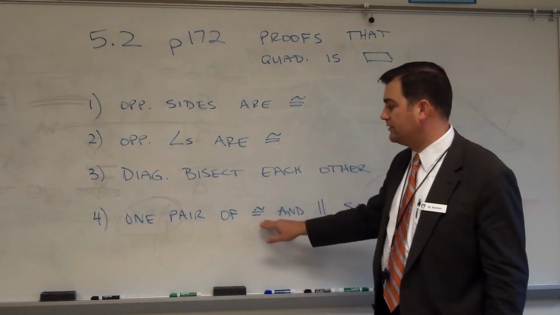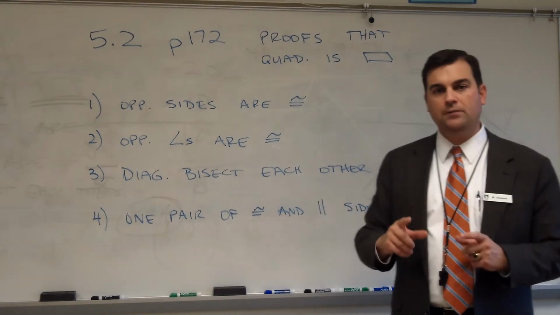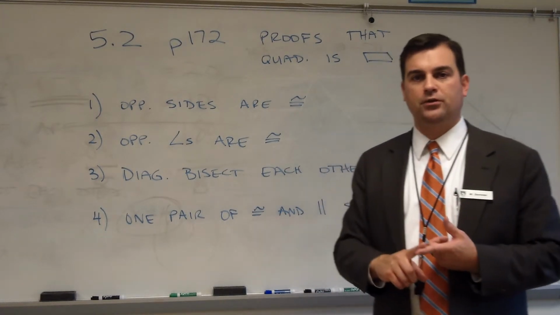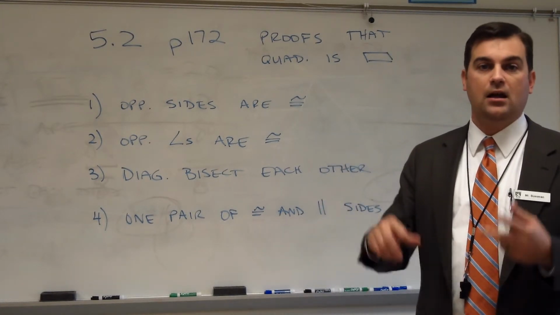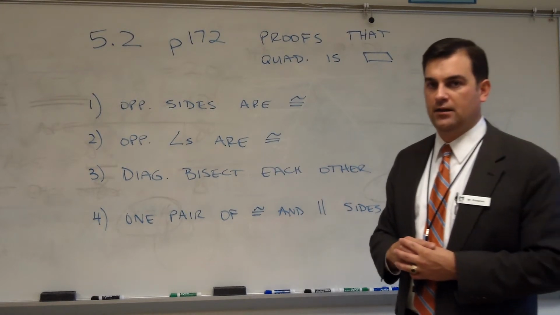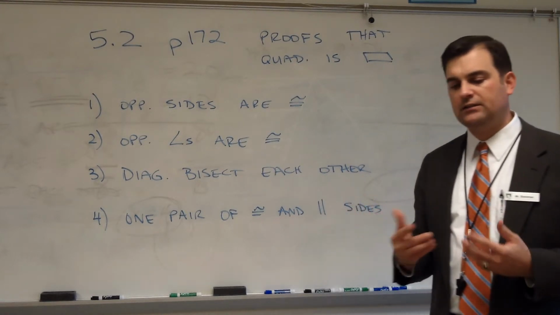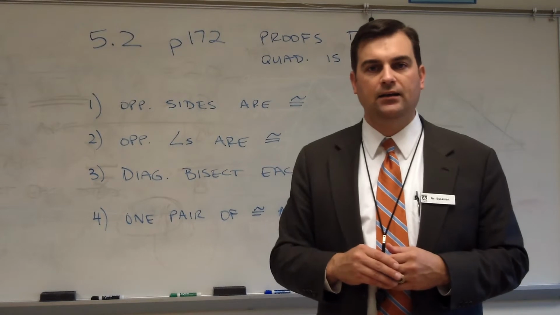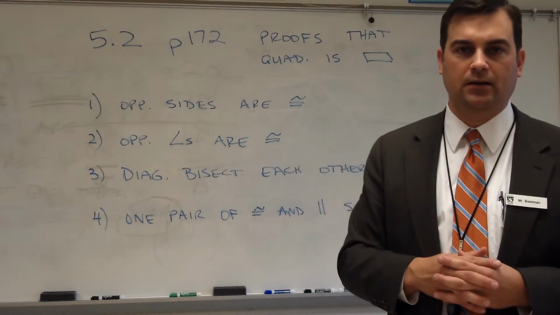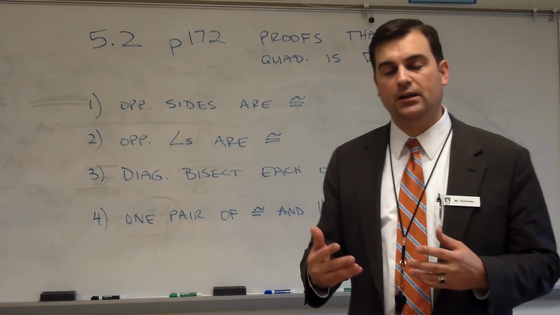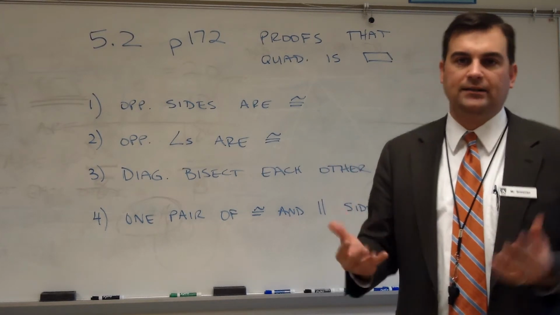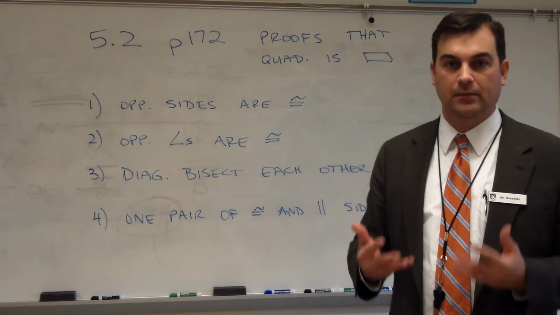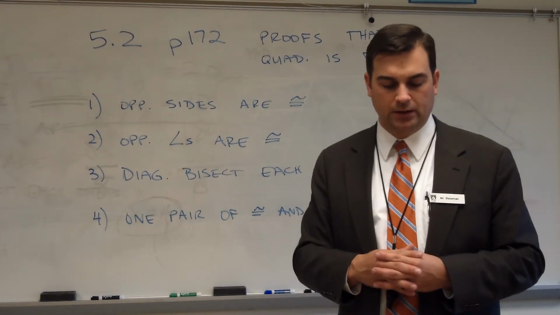There's a fourth test, and that is if I have one pair of sides that is both congruent and parallel, then I must have a parallelogram. One of the tests that we use is not do I have two pairs of parallel lines, because if I determine that I have two pairs of parallel lines, well then by definition it must be a parallelogram, because that's the very definition of a parallelogram.